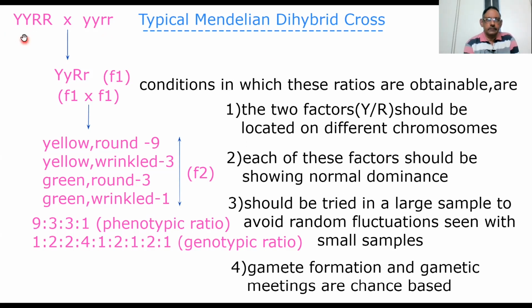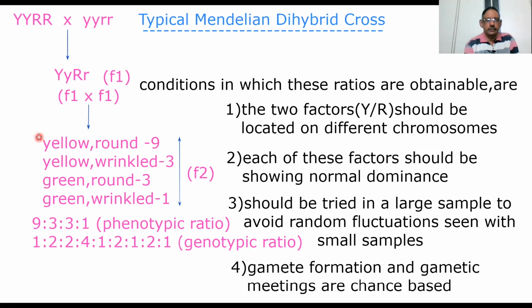This is the parental cross in which a homozygous yellow colored seeds, round seeded plant is crossed with a plant with green seeds and wrinkled seeds. These are the F1 progeny. F1 progeny are heterozygotes. They are phenotypically yellow round. Now this symbolizes F1 into F1 cross or F1 selfing.